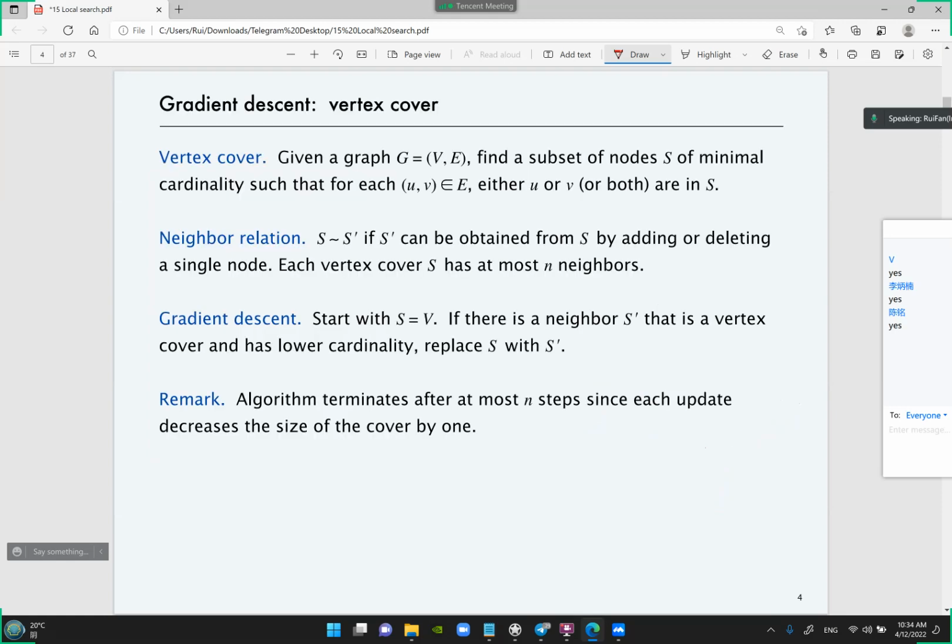To apply this to one example problem, let's consider the vertex cover problem we talked about last time. Remember that what we have is a graph, and then you're going to pick a subset of the nodes such that you want to cover all of the edges in the graph.